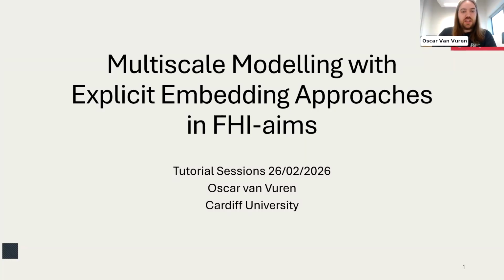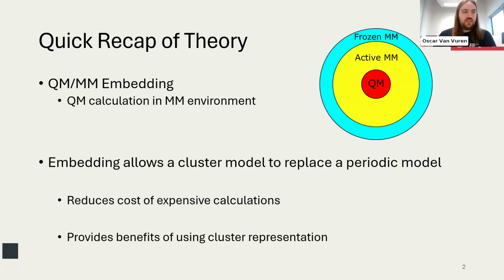So to begin with, we're going to do a very quick recap of theory, because if you haven't been in the webinar, you might not understand the impetus or what we're doing. So what we're doing here is we're doing what's called QM/MM embedding. So we have a QM density functional theory calculation, which is what we're using FHI-aims for, and we're going to embed that into a classical environment, so something modeled with a force field representation of interatomic forces.